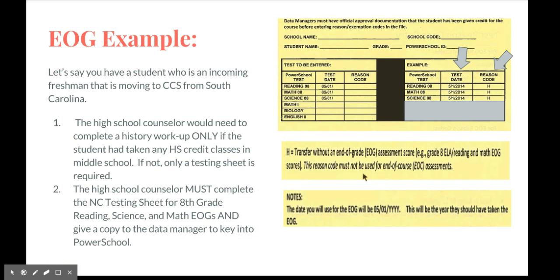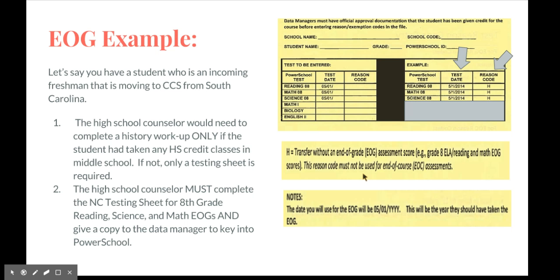Let's look at some examples. Let's say you have a student who is incoming as a freshman from South Carolina. The first thing the high school counselor will need to do is to complete a history workup if the student has taken any high school credit classes in middle school. If not, only a testing sheet is required.